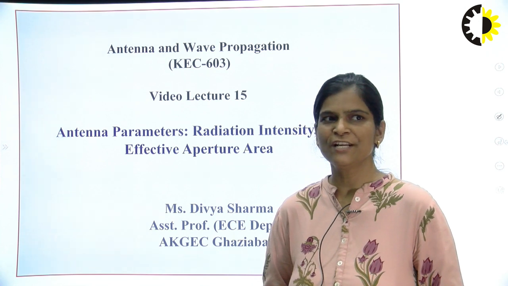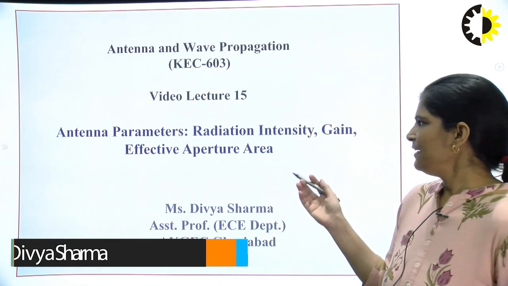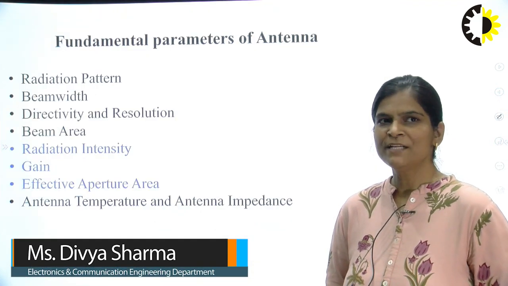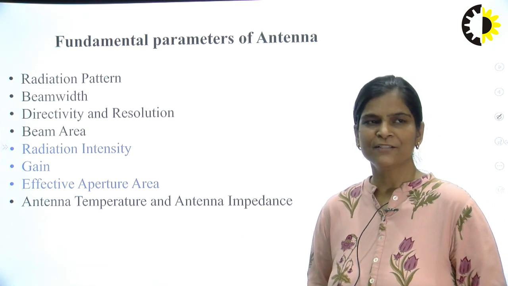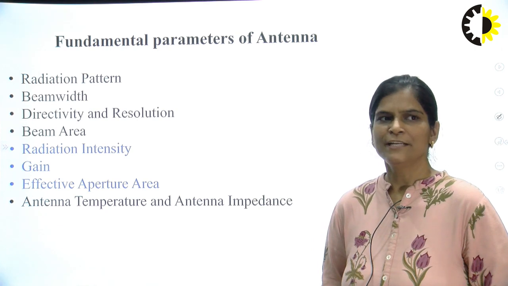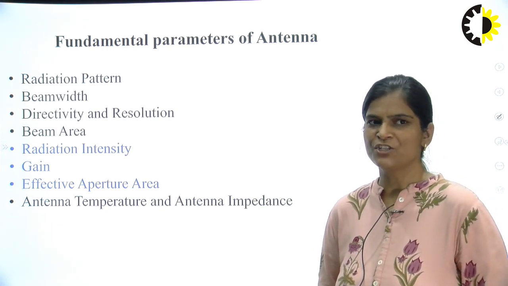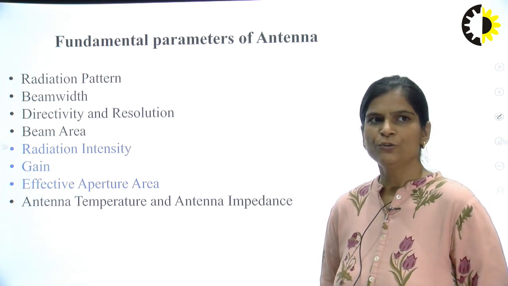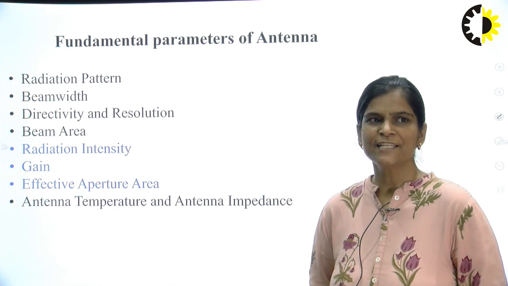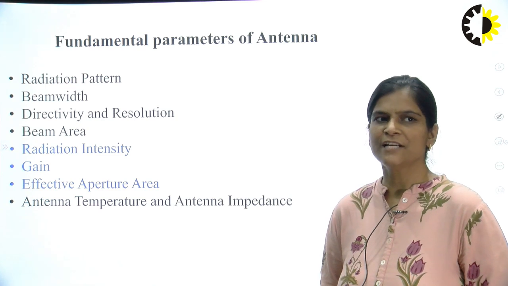Today's video lecture is on antenna parameters: radiation intensity, gain, and effective aperture area. The fundamental parameters of antenna are radiation pattern, beam width, directivity and resolution, beam area, radiation intensity, gain, effective aperture area, antenna temperature, and antenna impedance. Today we will cover radiation intensity, gain, and effective aperture area. First, we will start with radiation intensity.